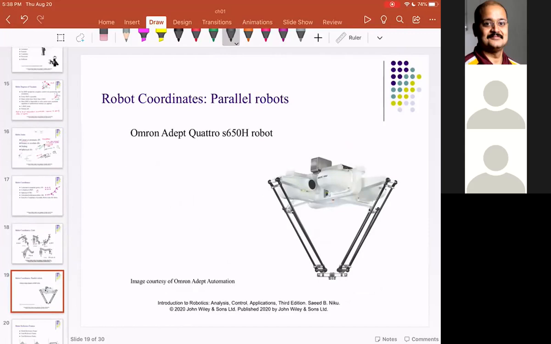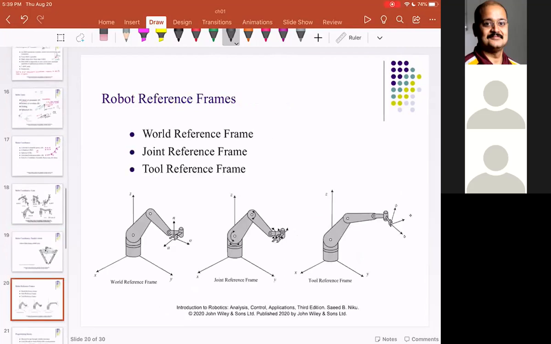So in the parallel robot, instead of serial links, wherein the links are connected in series, here the links are connected in parallel. So as you can see, this link is parallel to the link behind. So you have series robots and you have parallel robots.